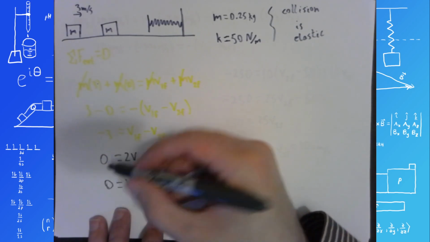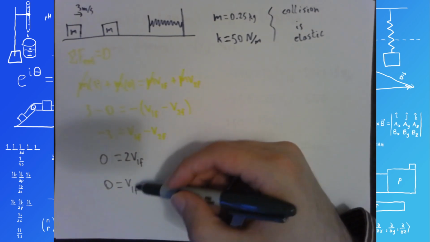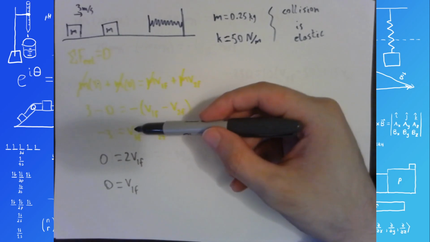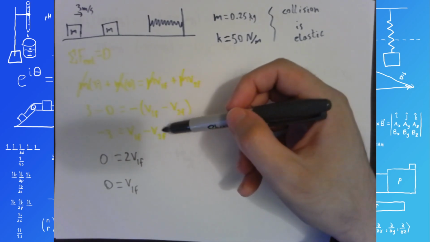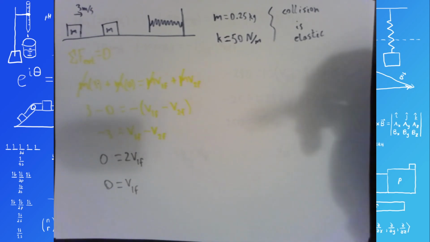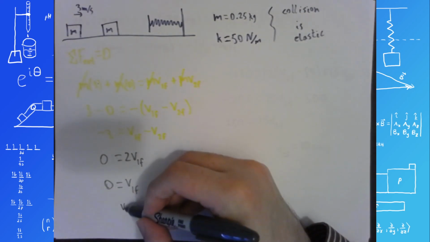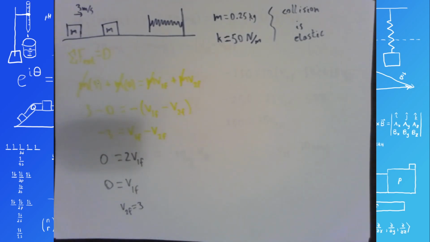So I guess my intuition was correct. All of the momentum simply transfers to that second block. If V1 final is 0, we can plug that back into either one of these equations and solve for V2 final, which is equal to 3. V2 final must then be equal to 3.